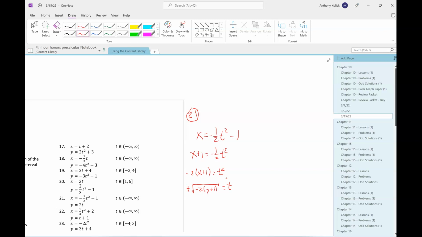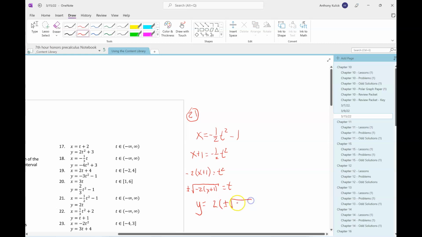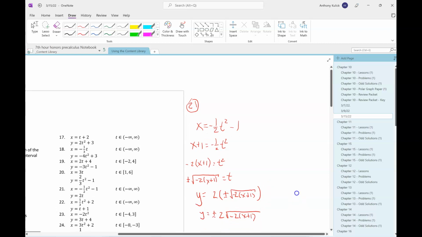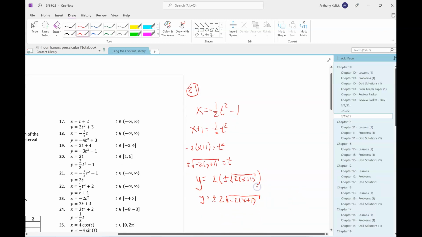Everybody's okay still? Okay. So I'll plug this in for t into the y statement now. Maybe I'll just write it the same way. So I have 2 times plus or minus the square root of -2 times x plus 1. And, well, I guess we'll just multiply the 2 in, so it's like 2 plus or minus. And as far as I'm concerned, that's a fine answer.